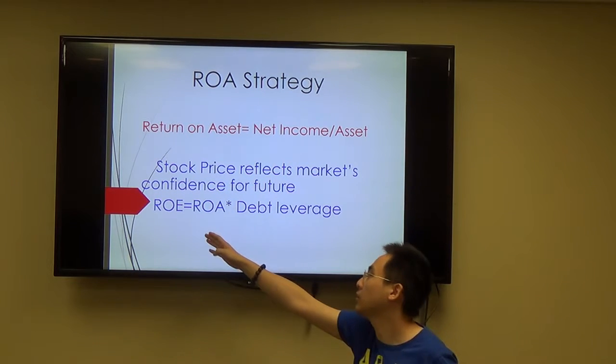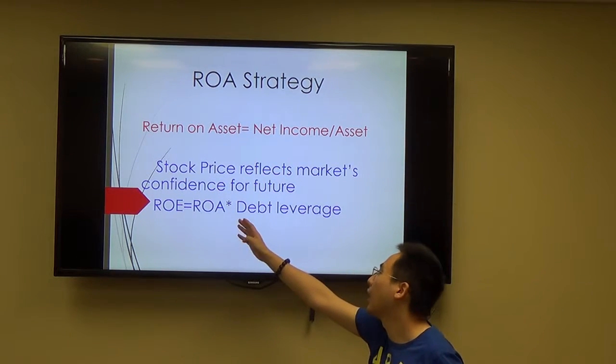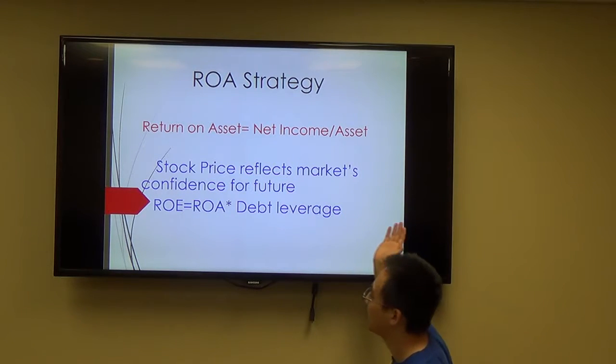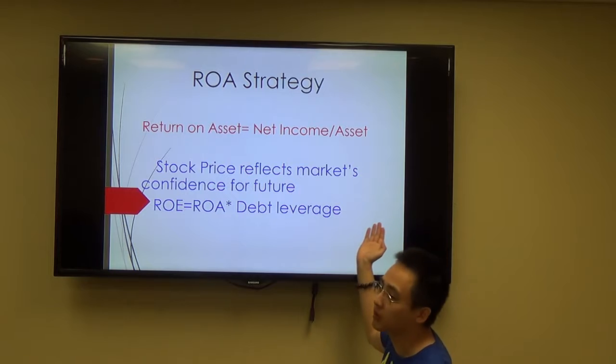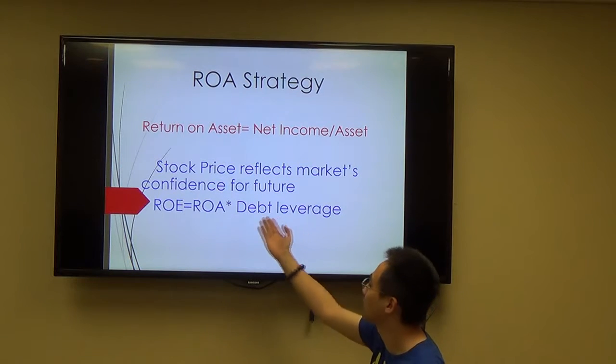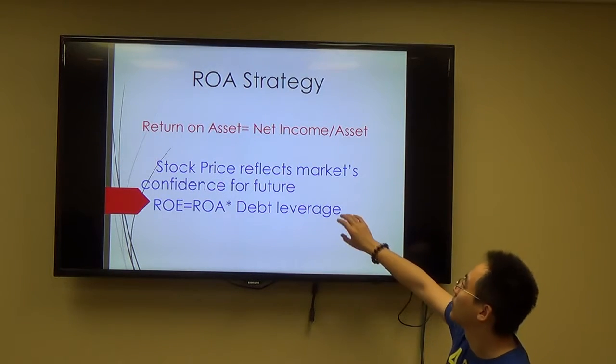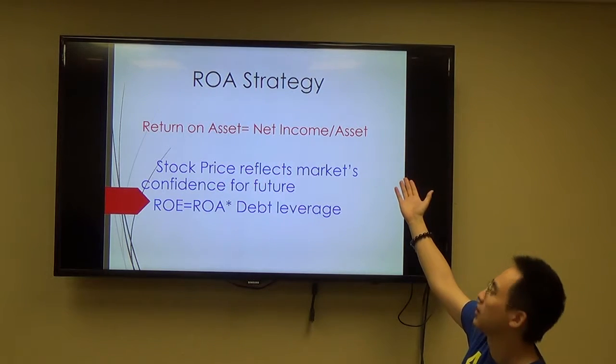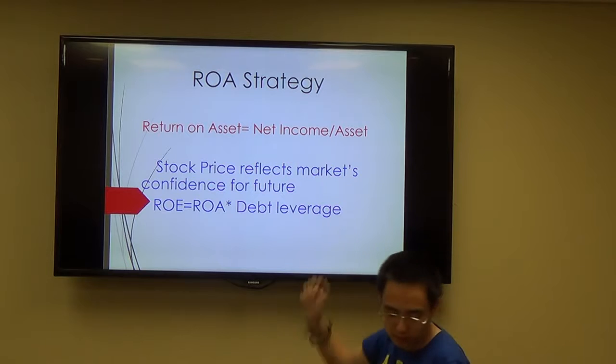And also, the ROE ratio equals the ROA ratio times the debt leverage. I think the debt leverage can't reflect the performance of the company's managers. So I think the better ratio I can use to test the performance of the managers is the ROA ratio.